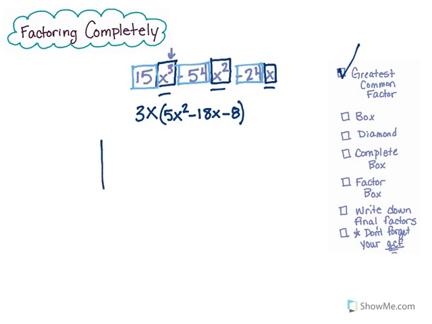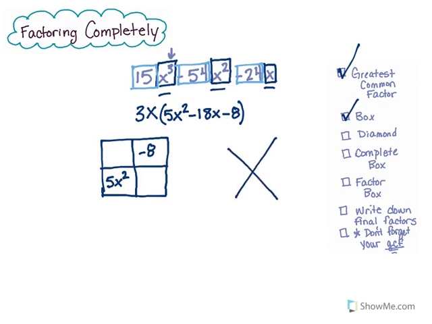Let's go ahead and make our box now. So we have our first term in our first box, our last term in our last box, and our box is made. Now we need to make our diamond. And our top part is going to be 5x squared times negative 8, which is negative 40x squared. And our bottom part is just the middle term, which is negative 18x.